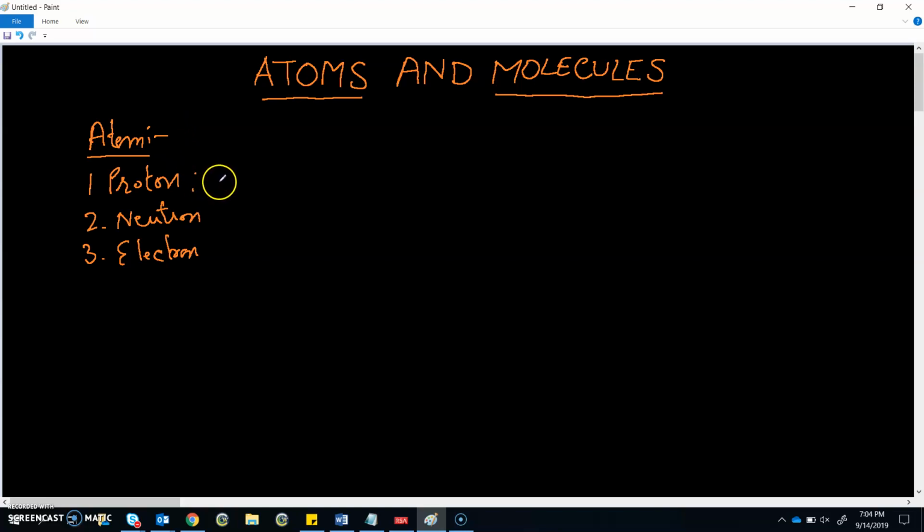Proton is positively charged and it is present inside the nucleus. I'll give you the example. This is the nucleus of an atom and this is the orbit. Protons and neutrons are present inside the nucleus. This is the nucleus of the atom and these are the orbits. This is the electron. Suppose this is the atom of hydrogen.